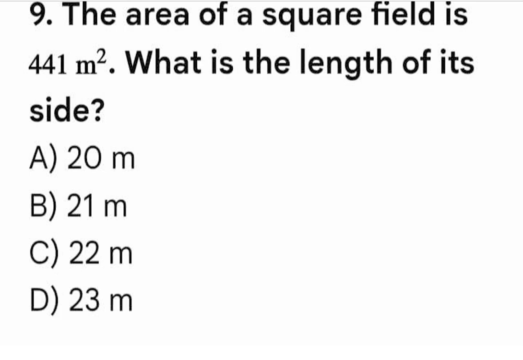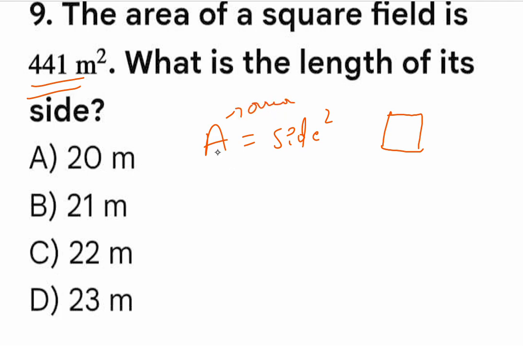The area of a square field is 441 meters square. What is the length of its side? So here they have given the area of the square field, that is 441 meters square. You should find out the side of the square field. The area of the square field formula is A is equal to side square. So here A is nothing but the area of the square. The area they have given is 441. We don't know the side.